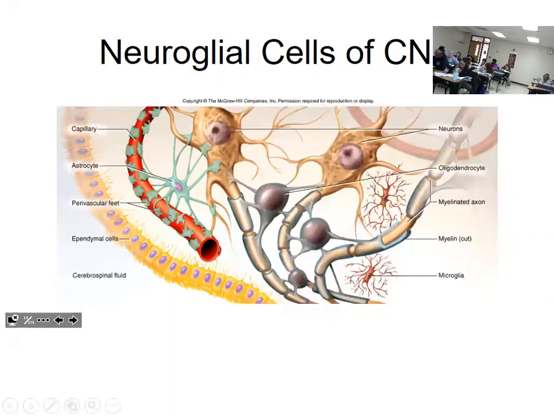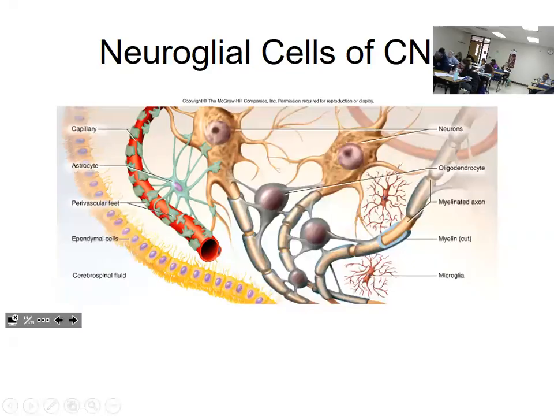Four of them are found in the central nervous system. Where would that be? Brain. And two of them are found what? In the peripheral nervous system. So I'm going to talk about the central nervous system first.